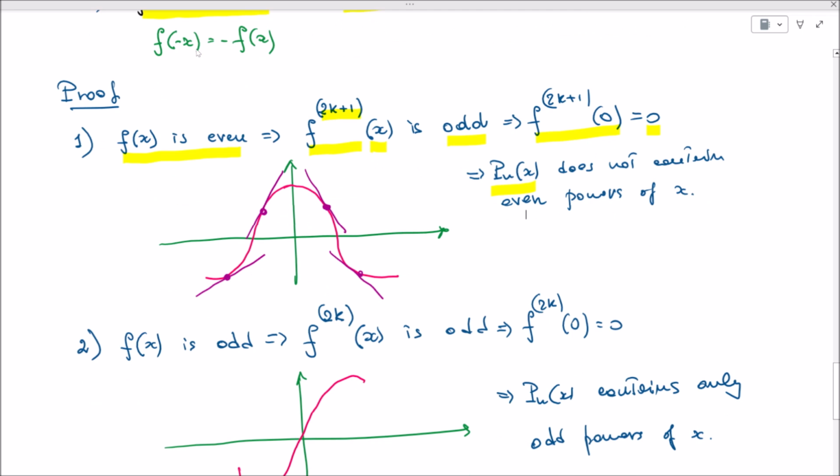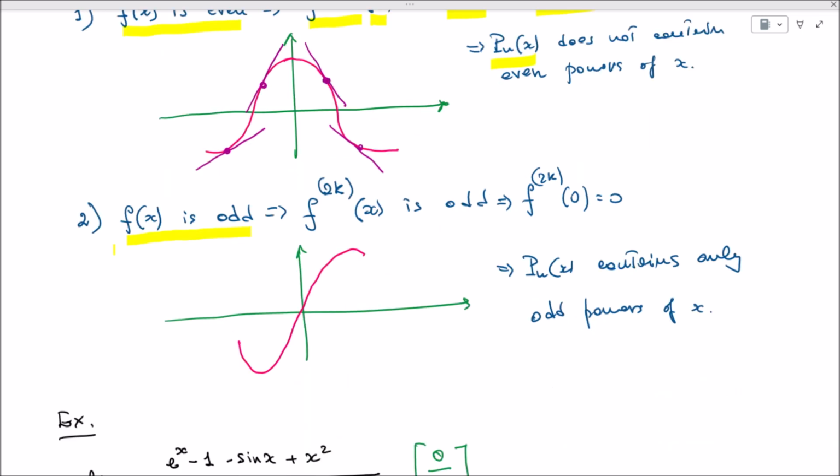Let's now go to the second part of this proposition. The second part of the proposition is that f of x is odd. Then we want to prove that the Taylor polynomial of this function contains only odd powers of x. Well, let's see. If f of x is odd, for example, think about the sine function.